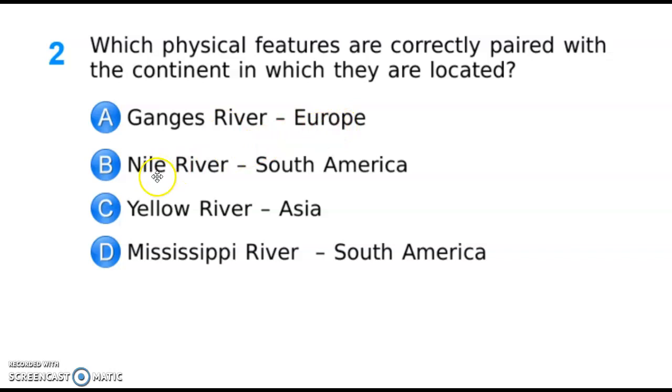B is incorrect because the Nile River is actually in Northern Africa, not South America. It goes through Egypt. D is incorrect because the Mississippi River is actually in North America, not South America. So the correct answer for question 2 would have been the Yellow River, and that belongs in Asia.